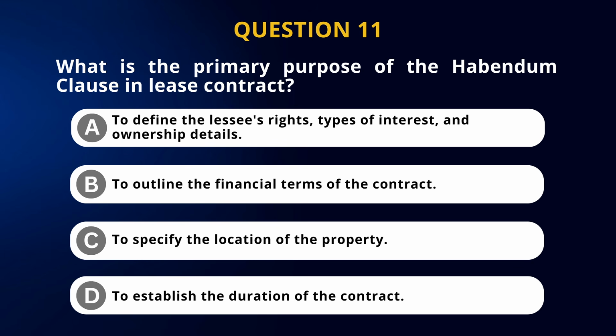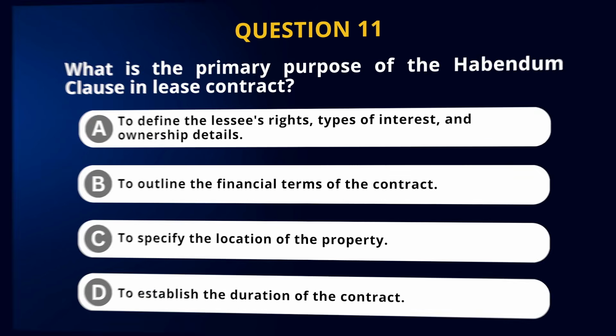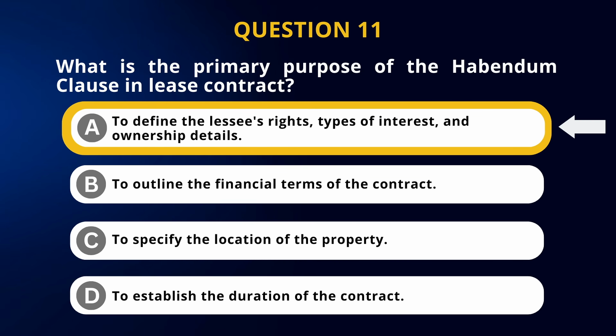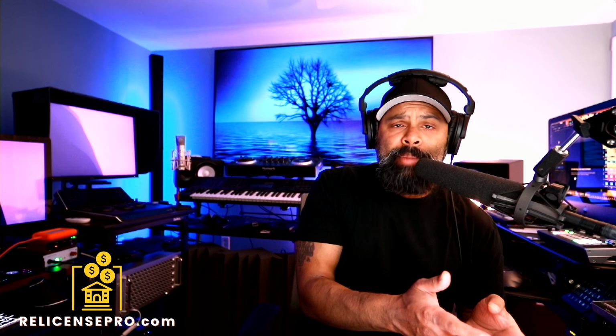And the answer is letter A, to define the lessee's rights, types of interest, and ownership details. All right, the habendum clause is the "to have and to hold" clause. That's if you were to define it. That's what habendum means. You have habendum clauses in the deed, and you have habendum clauses in other contracts and documents of officiality. And what they simply mean is, to have and to hold.